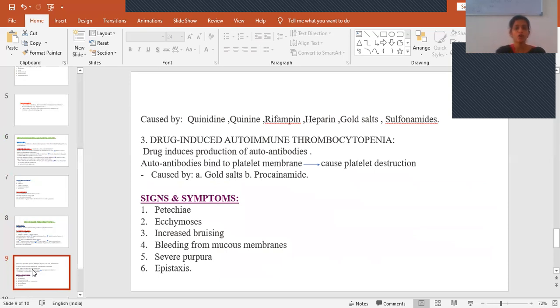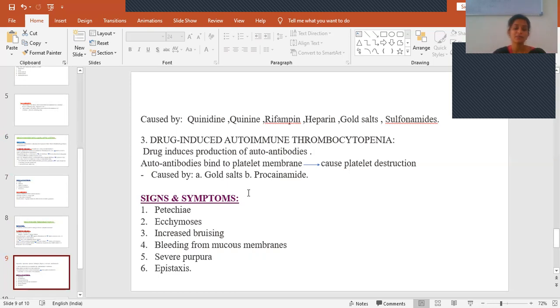And the other is drug-induced autoimmune thrombocytopenia. Autoimmune thrombocytopenia means there will be production of autoantibodies. Whatever the drug is, it directly induces the production of autoantibodies to the platelets. What will these autoantibodies do? They will directly bind to the platelet membrane and cause platelet destruction. For example, it is caused by drugs like gold salts and procainamide. These are the drugs that cause autoimmune thrombocytopenia. In this condition, we can see the formation of autoantibodies which directly react to the platelet membrane and cause destruction of platelets.